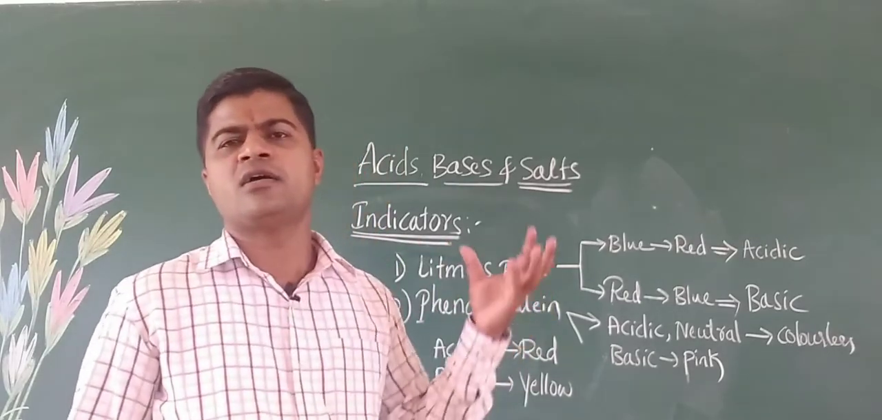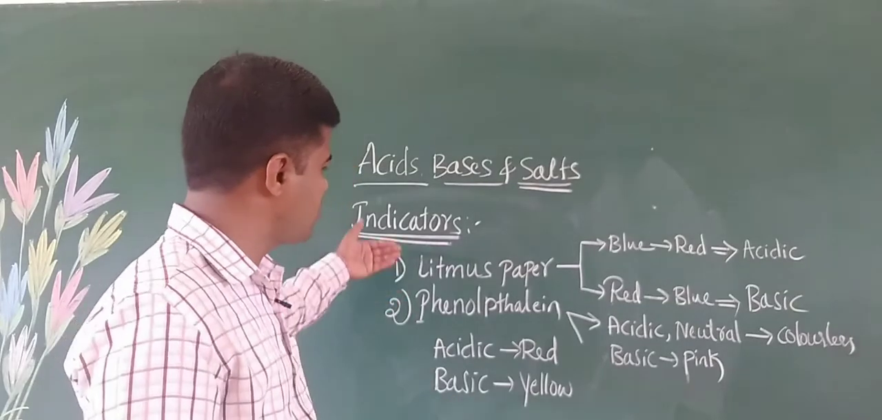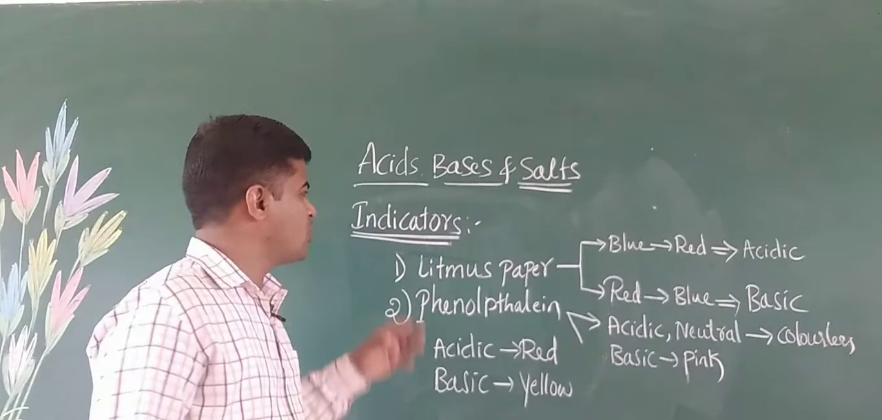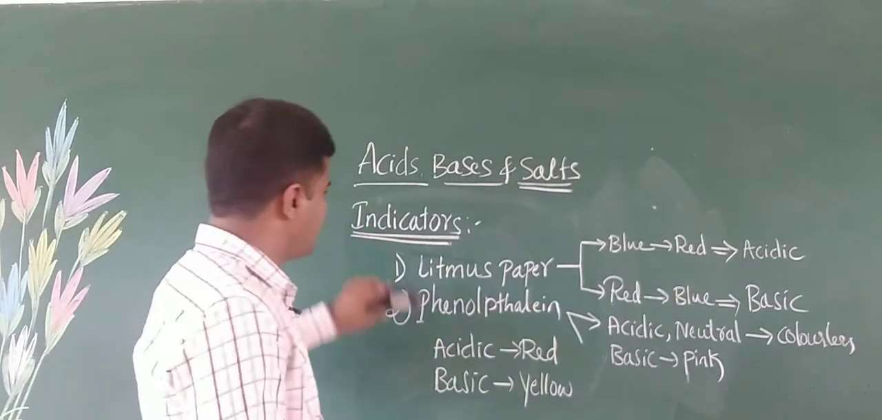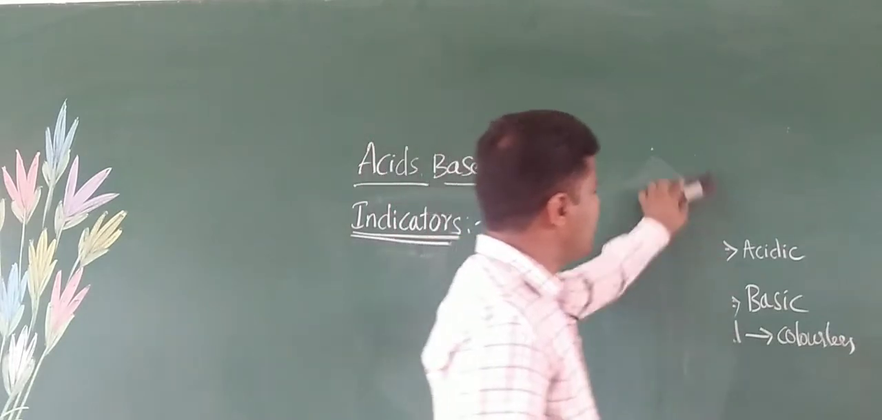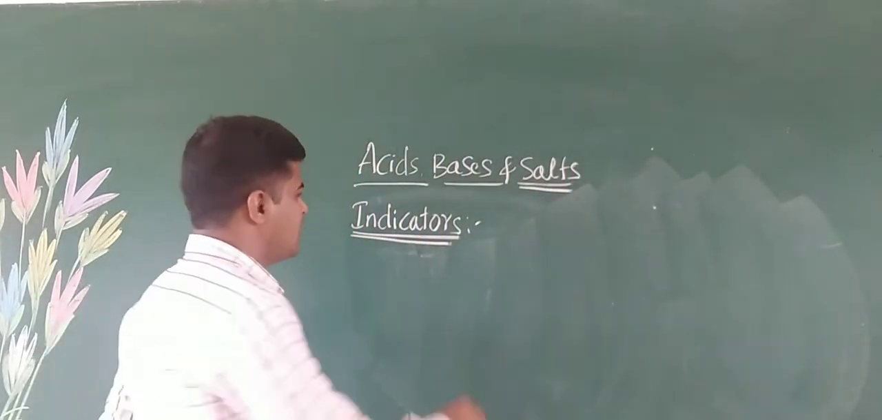These are artificially made indicators which we use in the laboratory normally. So these are the indicators which are used. Apart from this, we use natural indicators also.